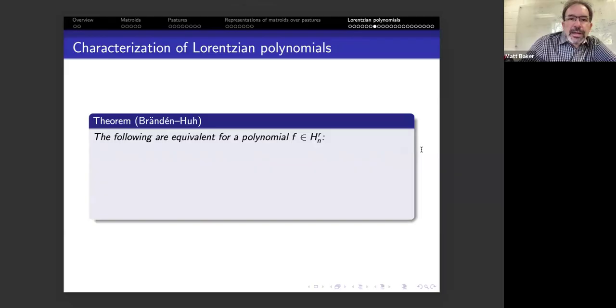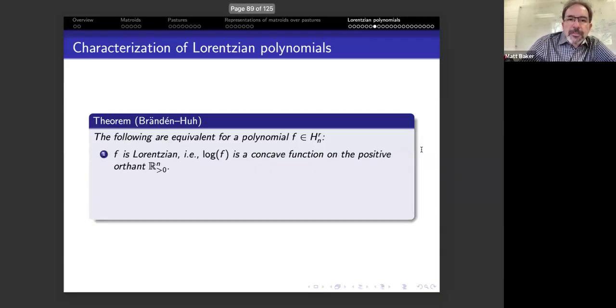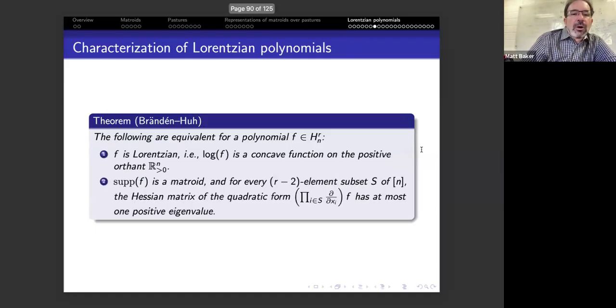So a key theorem of Brändén and Huh actually uses the matroid support to do something nice. Namely, the following are equivalent: f is Lorentzian, or the support is a matroid, and every partial derivative which is quadratic, right? So you differentiate r minus 2 times if r is the degree, till you get down to a homogeneous quadratic form. Its Hessian is just a constant matrix, and I want that to have at most one positive eigenvalue.